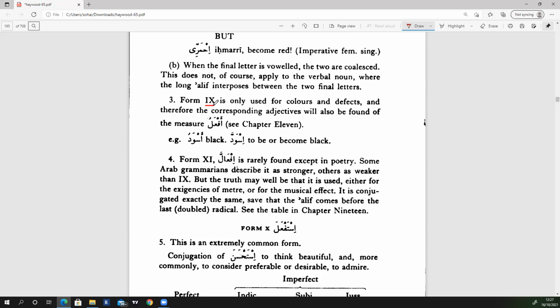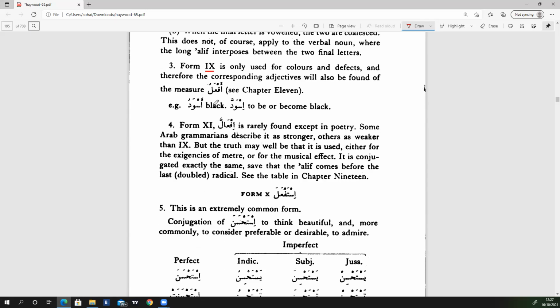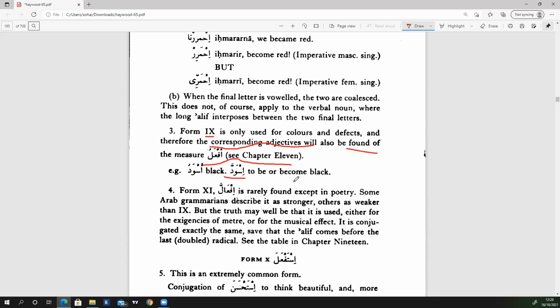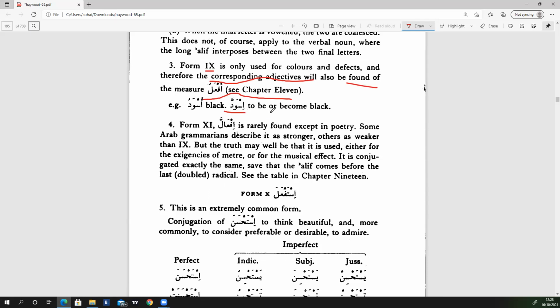Form 9. What form have we done here? Oh yes, this is the form. Form 9 is used for color defects, and therefore corresponding adjectives will be found in chapter 11. So it's telling you, if you go to chapter 11, you find adjectives like aswad, which will fit on this verb scale: iswadda, to become black. Iswadda yaswaddu, or ibyadda yabyaddu, and so forth. Form 11 is rarely used except in poetry. So it doesn't cover it here, and we don't need to worry about that for the time being.